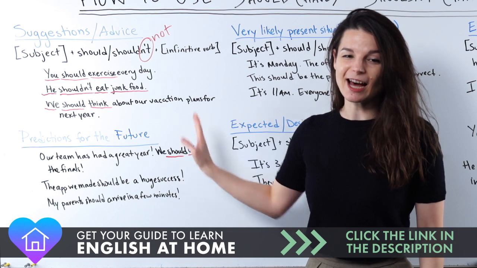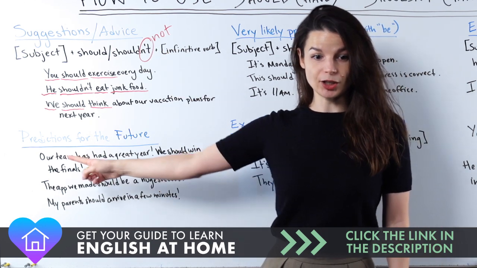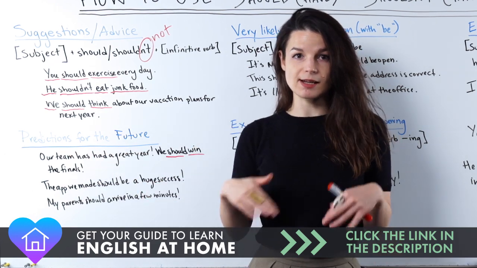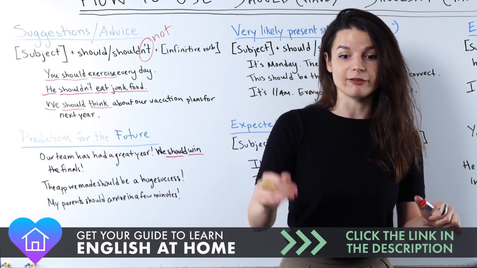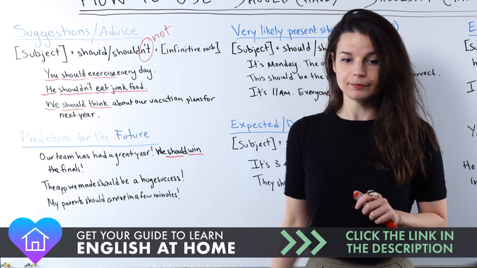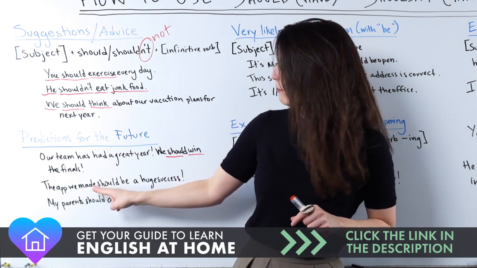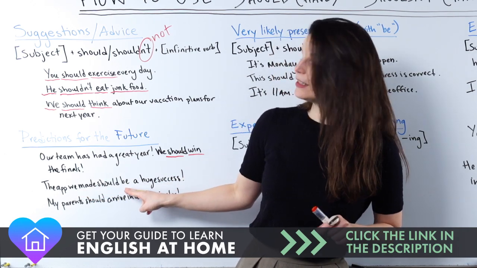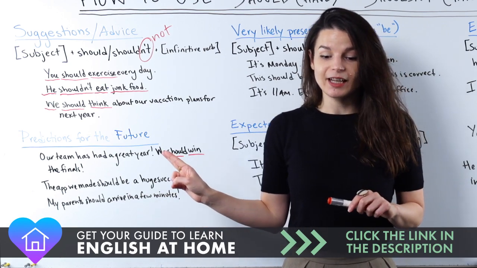So this we should is not a recommendation. This should is a prediction. So the speaker is making a guess. I think there's a good chance we are going to win the finals. That's what this is. Okay, another example. The app we made should be a huge success.